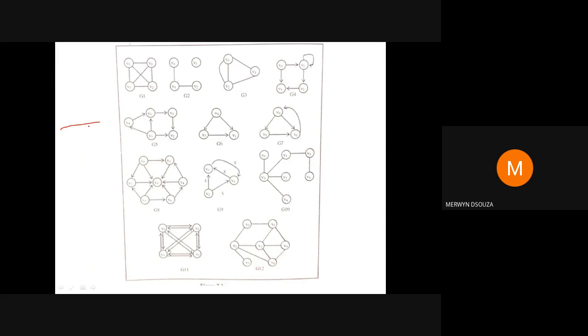Then next definition, isolated vertex. If the degree of a vertex is 0, then it is called an isolated vertex. So in this example, if you find out the degree of this vertex, there are no edges connected to it. Therefore, its degree is 0, and it is known as an isolated vertex.